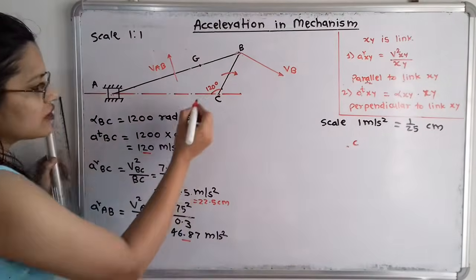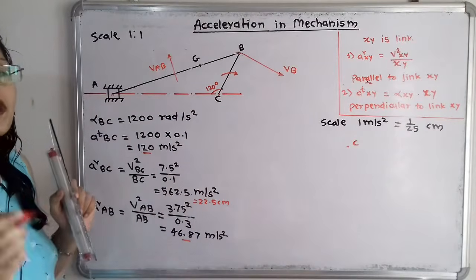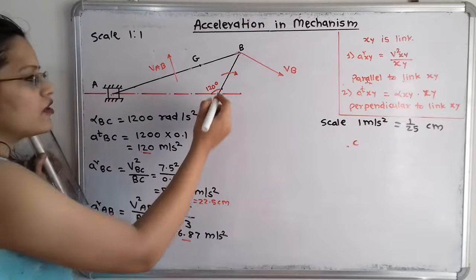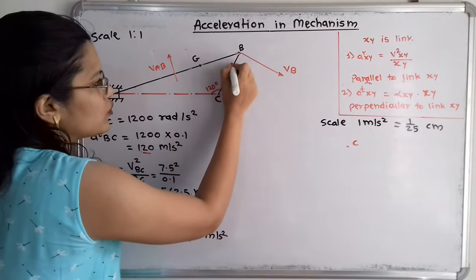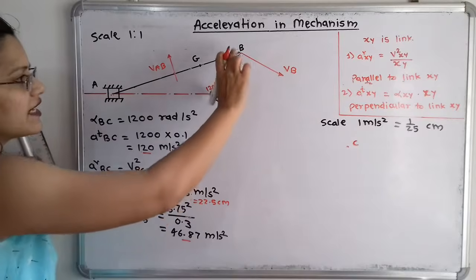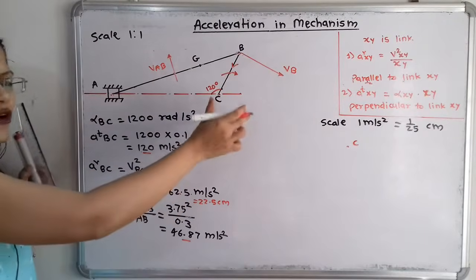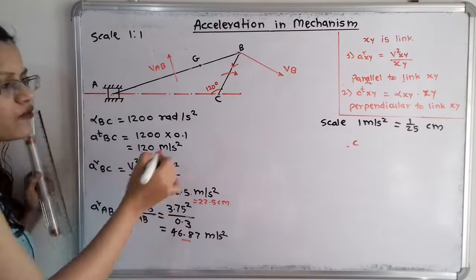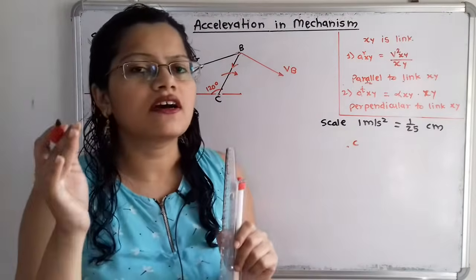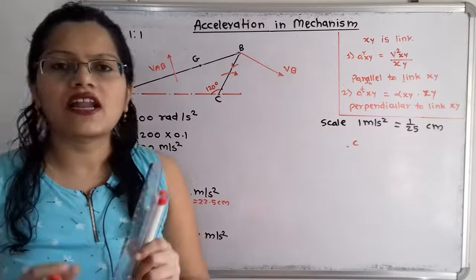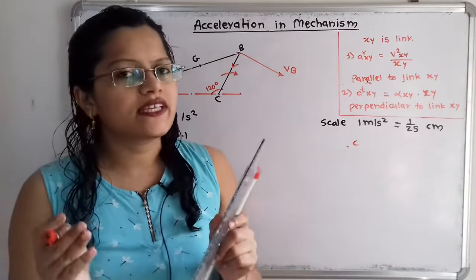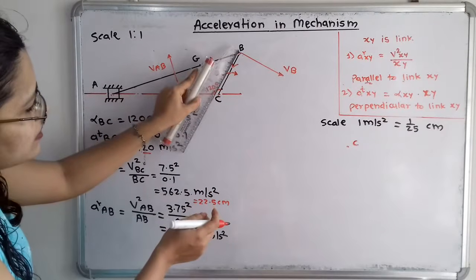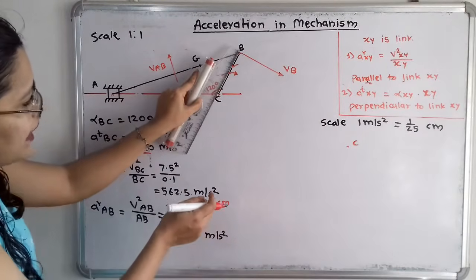So if we observe C is the fixed point. So for this fixed point we will take the direction for this radial component towards the fixed point or towards the center. So C is the center and point B is moving about point C. So towards the center, that is this is the downward direction. So we have to take the radial component in the downward direction. Now only thing is that we have to take the parallel line passing through this point C. So I will take this parallel line.